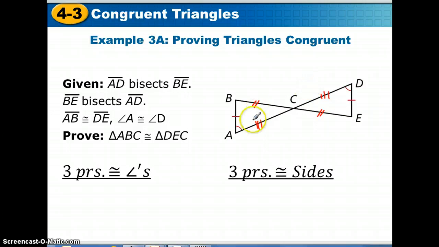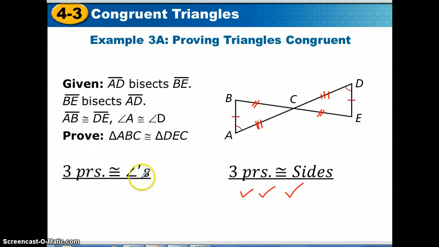Now these extra markings I've put in come from another reason when we do our proof. But I want to show you what we have shown here. We have information that can show us 3 pairs of congruent sides already. We're given AB is congruent to DE. We can say that these are congruent by definition of segment bisector. So there's another pair. So I've already got 2 pairs of congruent sides. And then also, these are congruent by definition of segment bisector. So there's our 3 pairs of congruent sides.